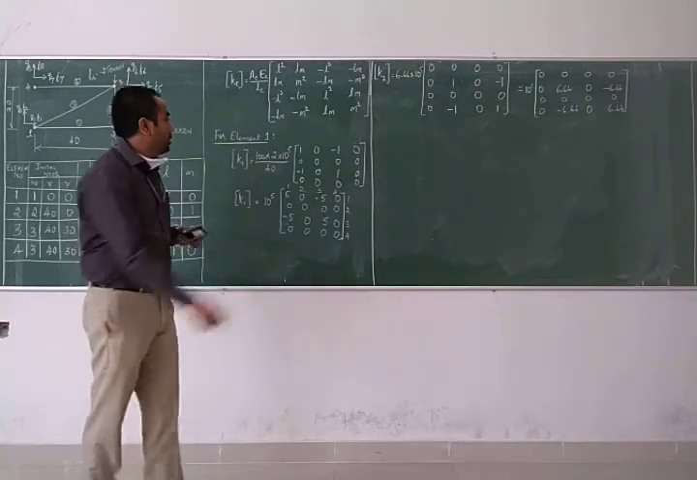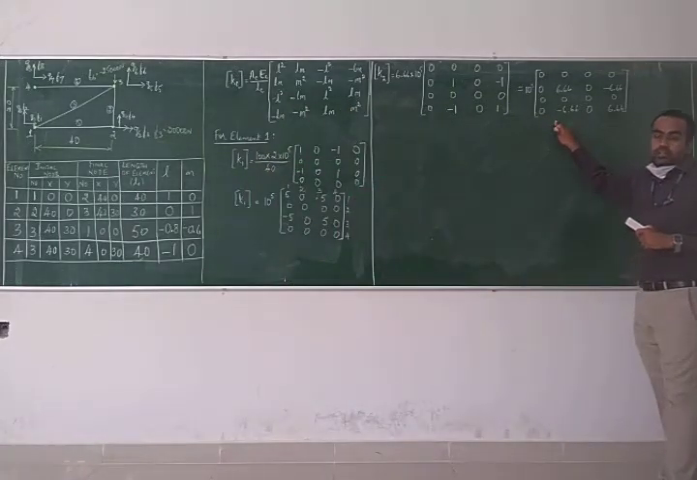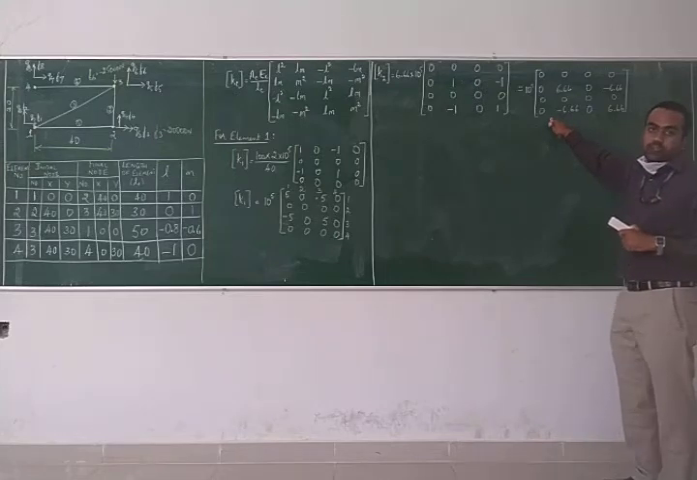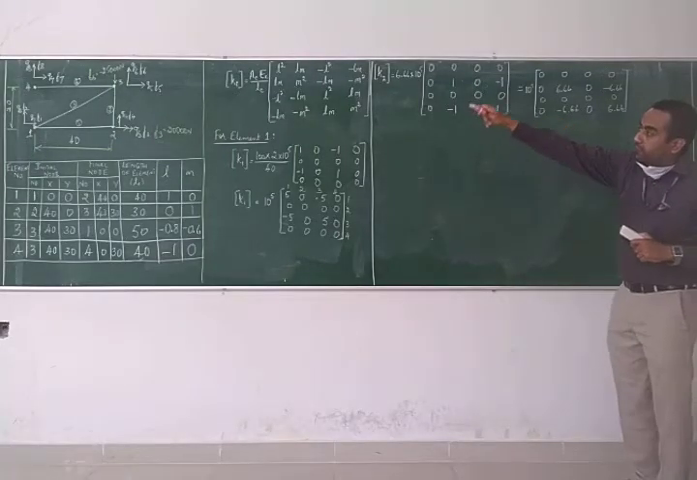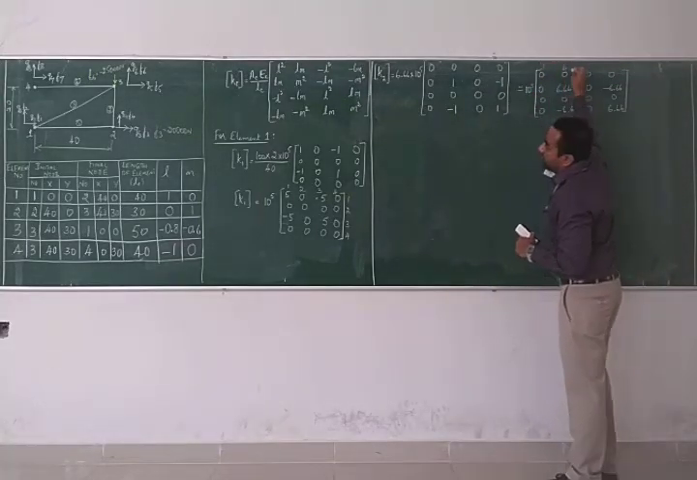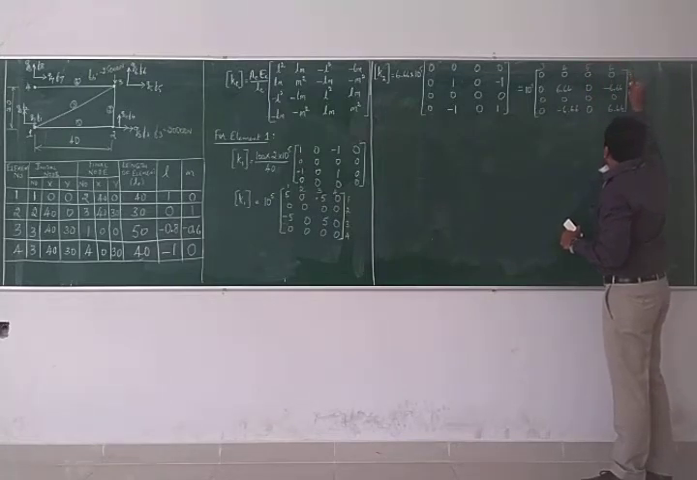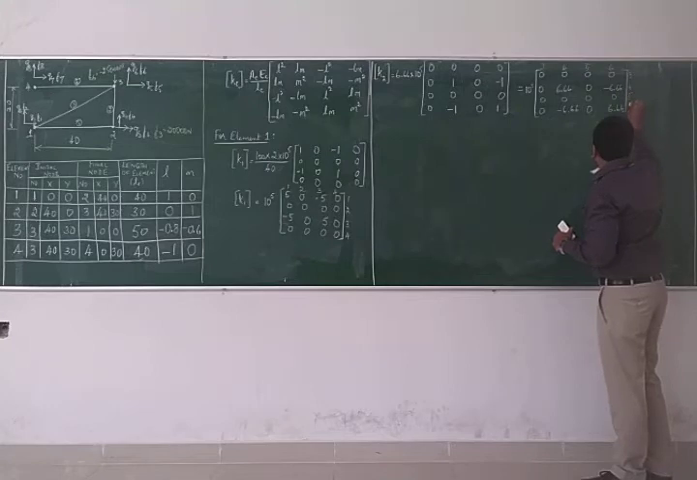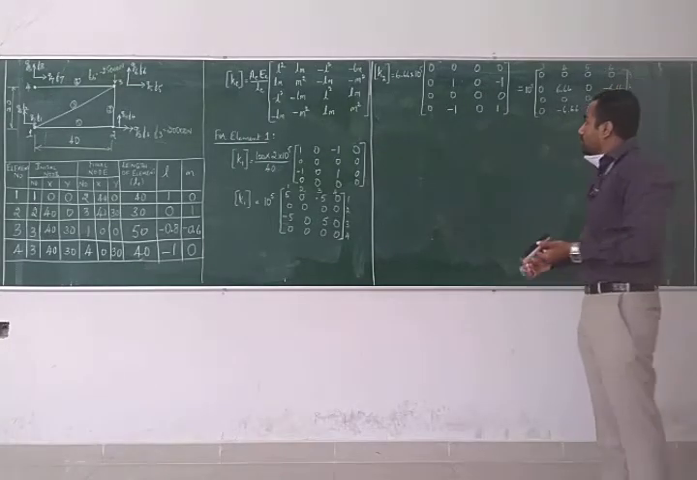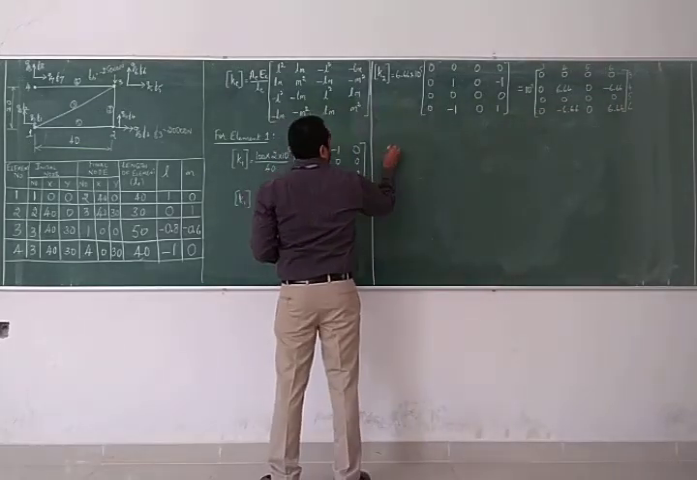Next, for this, the two nodes are 2 and 3. So for 2, degrees of freedom are 3 and 4 numbering. So this is 3, 4. For third node, it is 5 and 6. 3, 4, 5, 6.